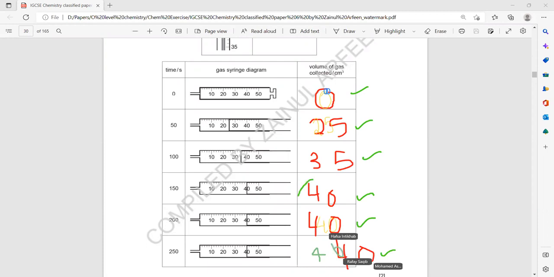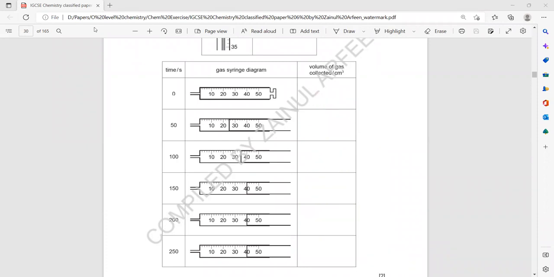So why is the volume not changing here? What might be a reason why the volume does not change? Because the reaction finished, or one of the reactants is used up. Yeah, good. So one of the reactants used up, the reaction finished or stopped, or the limiting reagent used up. That's the reason for that.